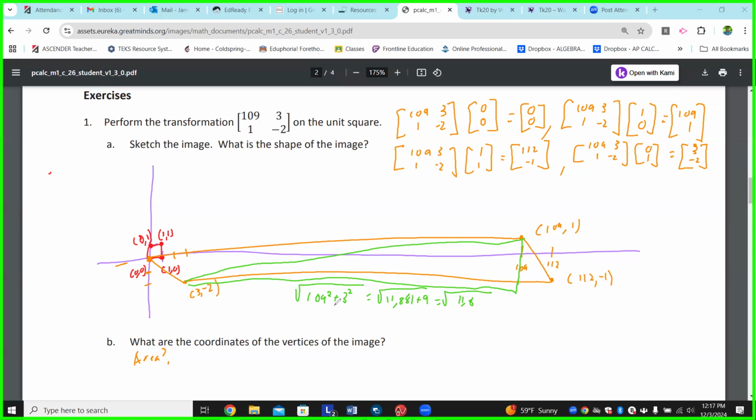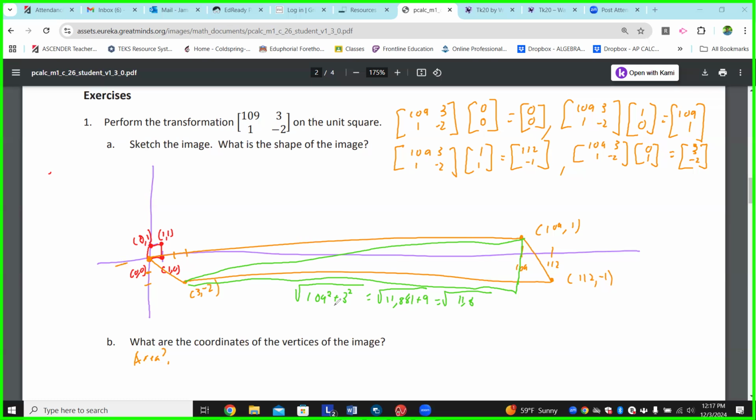Yeah, so the slope here would be down 2 over 3. From 1 to -1 is down 2, but you don't count 1. If you start there, it'd be 0, then -1. So you're still going down 2 over 3. So these slopes are going to be the same. And this slope is the same because this still goes up 1 over 109. So these are parallelograms.